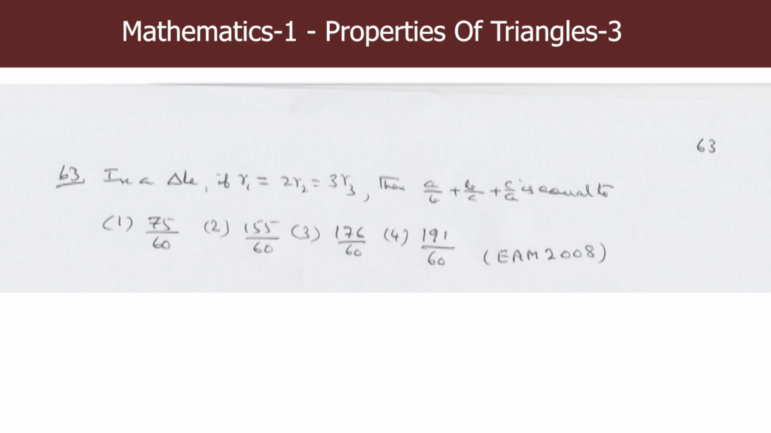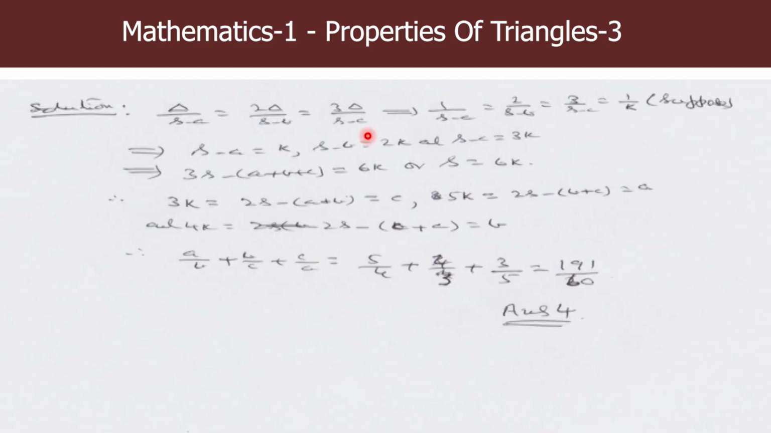In a triangle, if r1 is equal to 2 r2 is equal to 3 r3, then a/b + b/c + c/a is equal to: 1) 175/60, 2) 155/60, 3) 176/60, and 4) 191/60. APCET 2008, that is. Now you know that r1 is delta by (s minus a), r2 is delta by (s minus b), and r3 is delta by (s minus c).